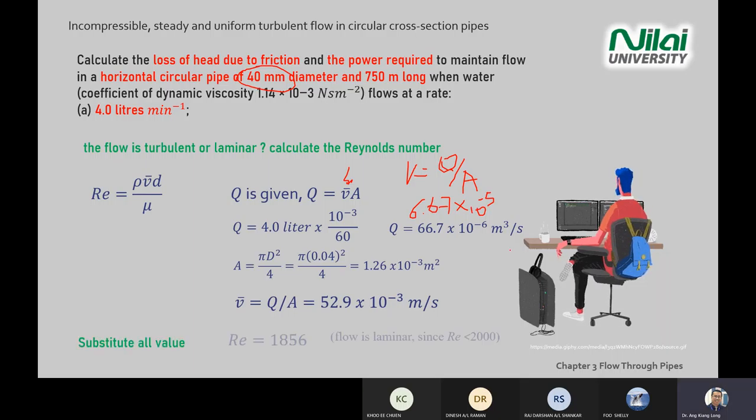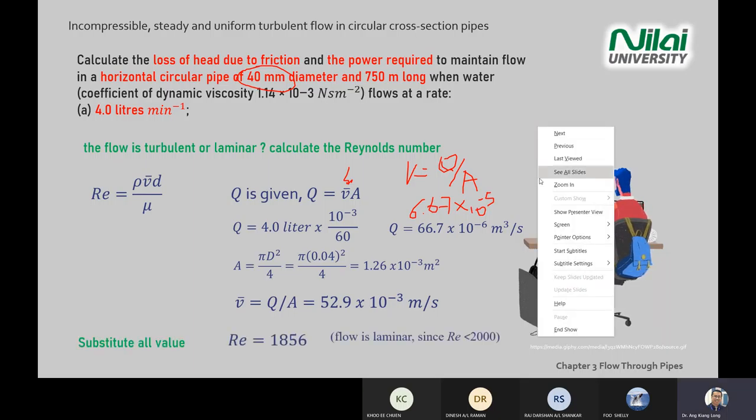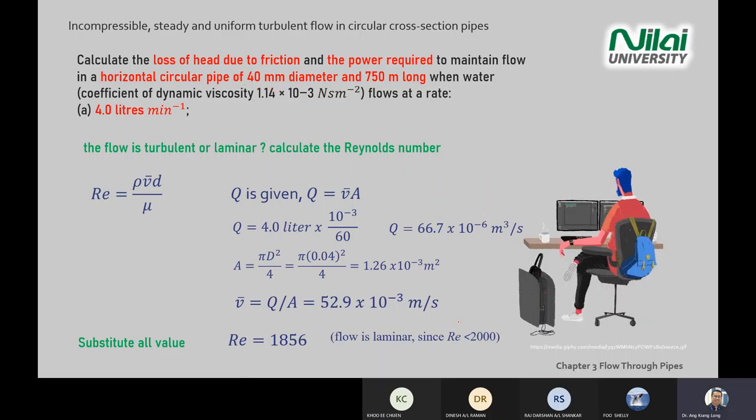Once you get your V, you substitute everything, you get your Reynolds number is 1856. So this one is less than 2100, or less than 2000, it is laminar flow. Any question on these slides? Any of you? You're not clear where all these numbers come from?